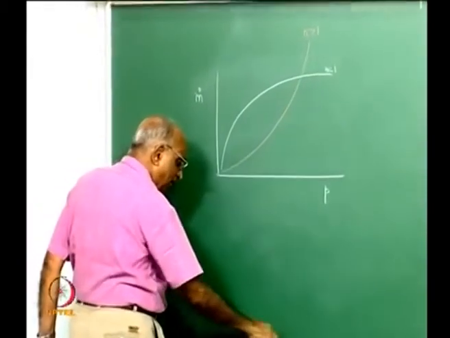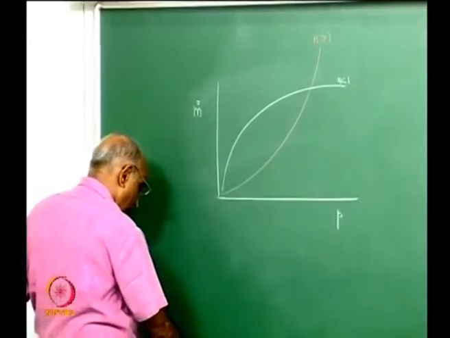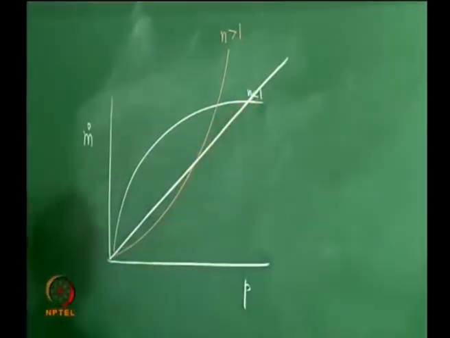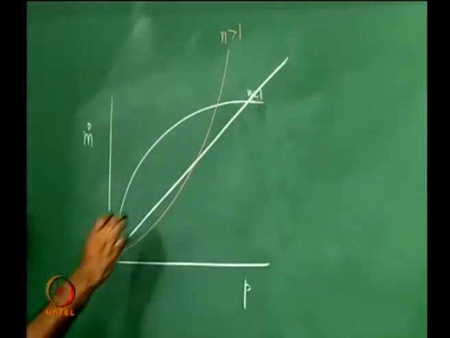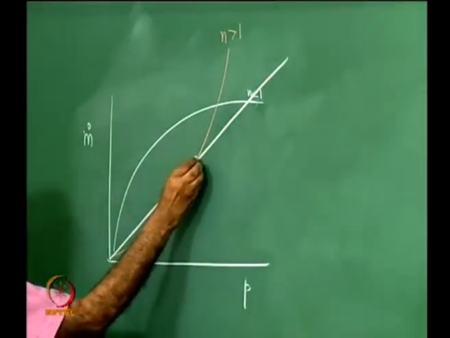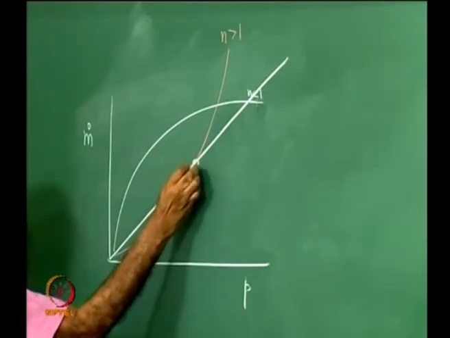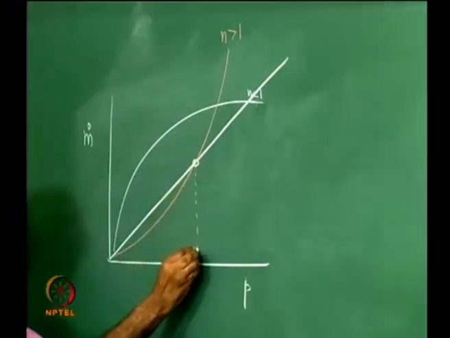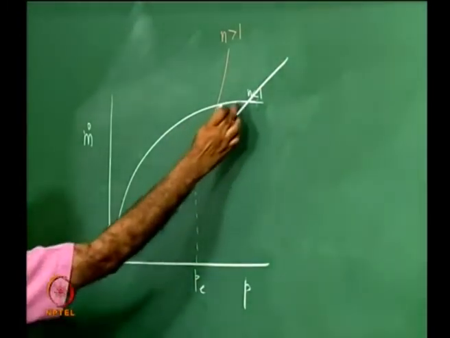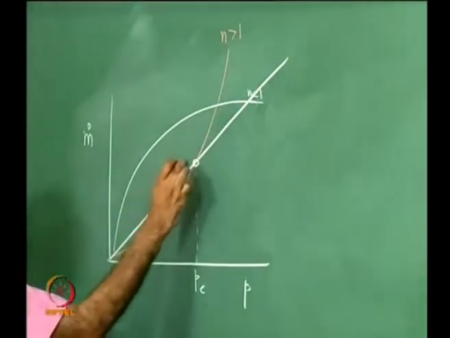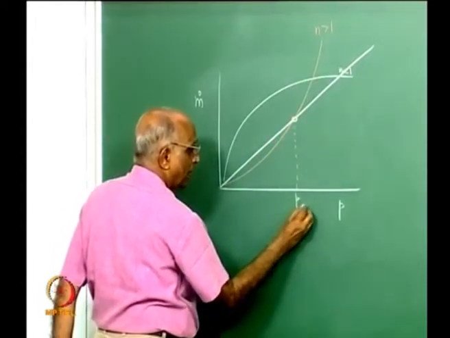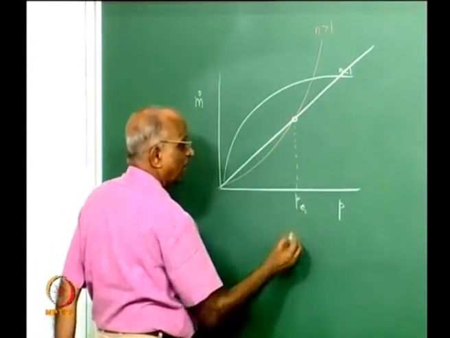And what is the rate at which mass is leaving the nozzle? I show it by a white line again, maybe the curve is like this. Now we find that for n greater than 1, the mass which is leaving the nozzle is the same at this point. Therefore this will correspond to, let us say, equilibrium pressure for the case when n is greater than 1. The red line is for n greater than 1, therefore P equilibrium corresponding to, let us say, case 1.